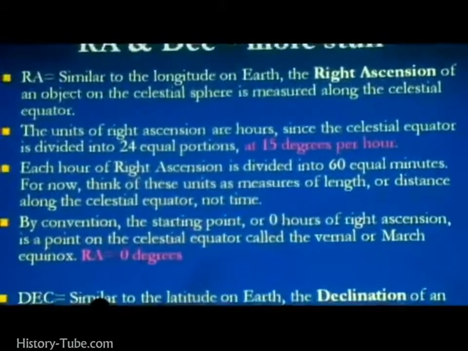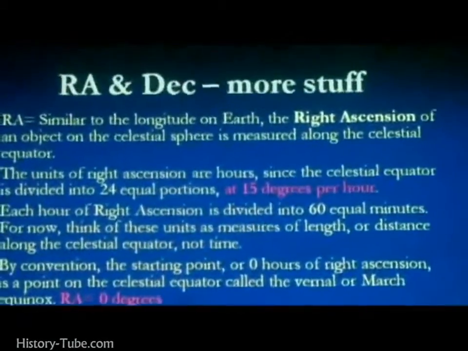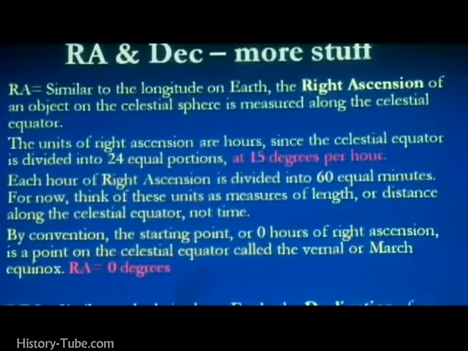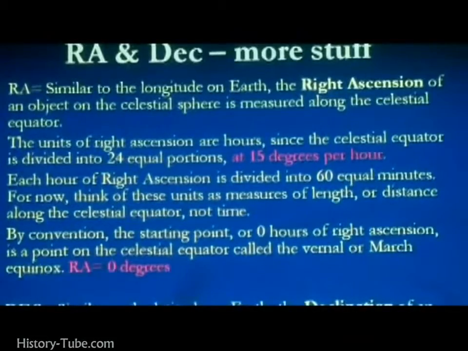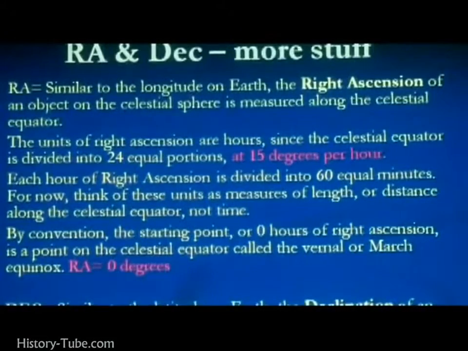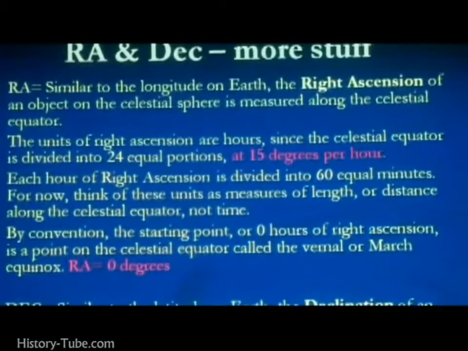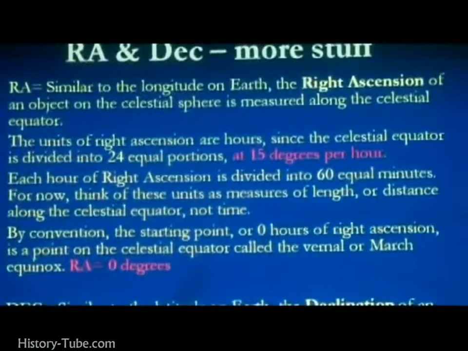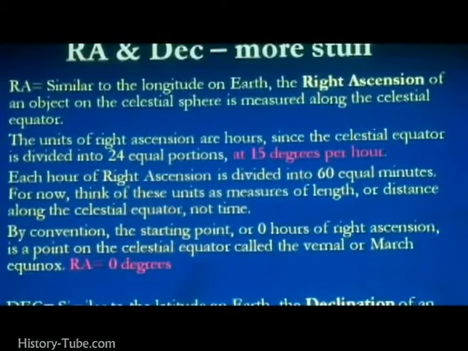Right ascension is similar to the longitude on the Earth. The right ascension of an object on the celestial sphere is measured along the celestial equator. So think about longitude. Longitude lines run north and south on the Earth. If you were to look at the sky and divide it up, right ascension is going to be those pie slices of the sky that line up with longitude. But unlike longitude, we're going to talk about those in terms of hours and minutes. So a complete arc, 360 degrees, is going to be divided up into 24 hours.